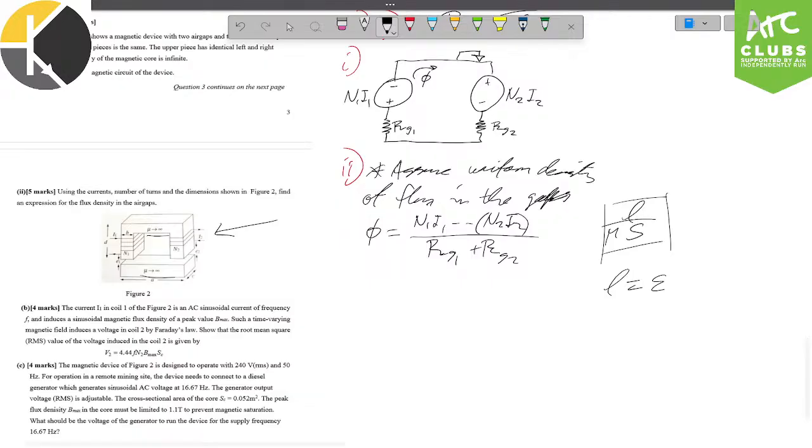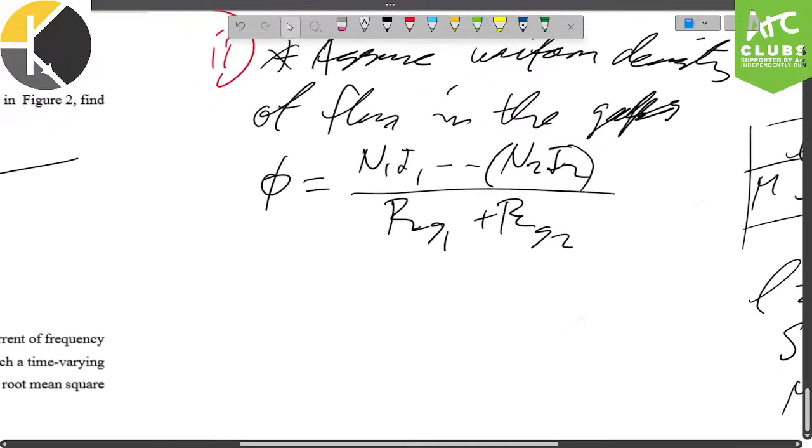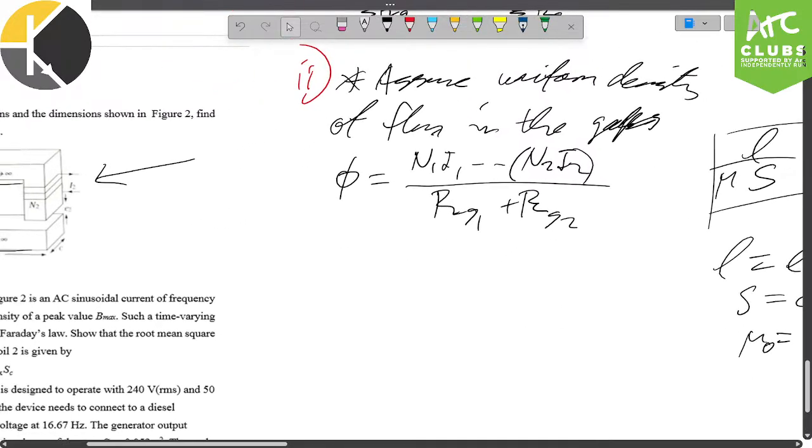So we're going to say, okay, that is fantastic. L equals E1 or E2, that's not meant to be epsilon. S equals, I guess, the cross section. And then mu equals 4 pi times 10 to the minus 7, because it's just mu 0. Okay? There is no relative permeability here because it's air. It's an air gap. All right, so that gives us flux.